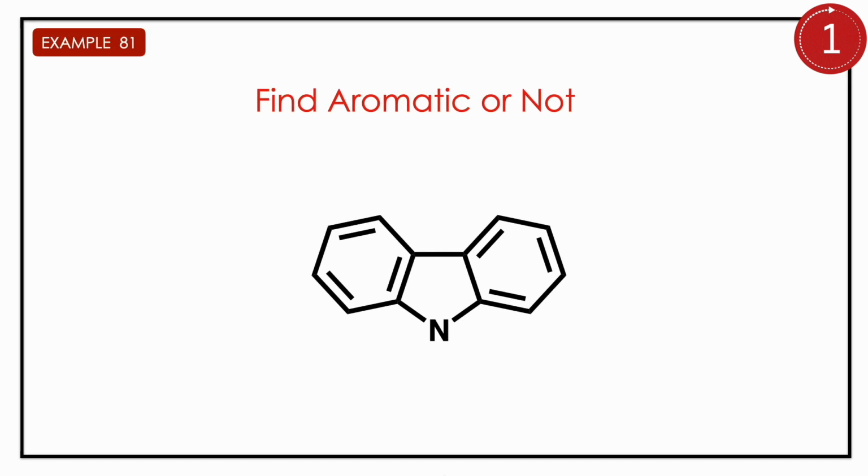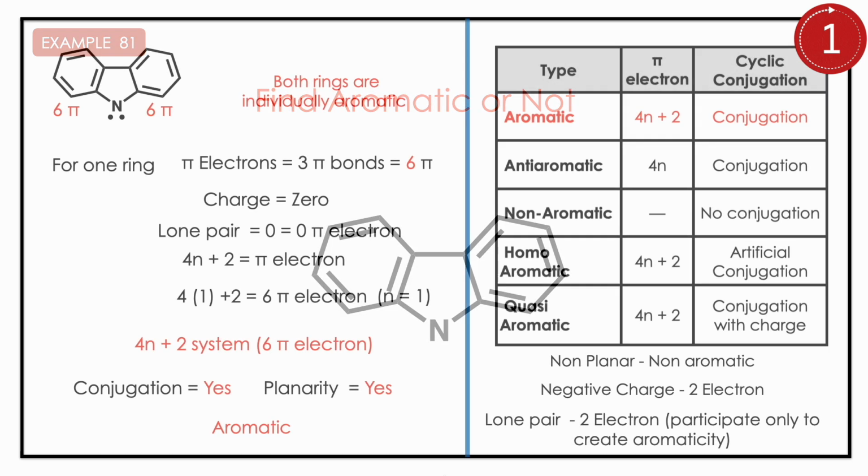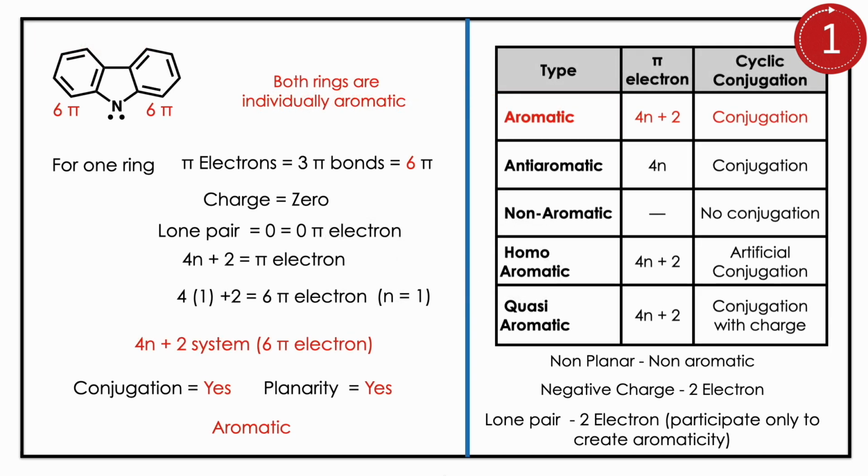Then the next example, you have a heterocyclic nitrogen which is fused with two benzene rings. You should find whether the given compound is aromatic or not. Here you have two separate pi bonded systems. So you should consider them separately, like biphenyl, because nitrogen and the hybridizations are different. The nitrogen is sp3, so it is non-planar, but each ring is individually planar and aromatic.